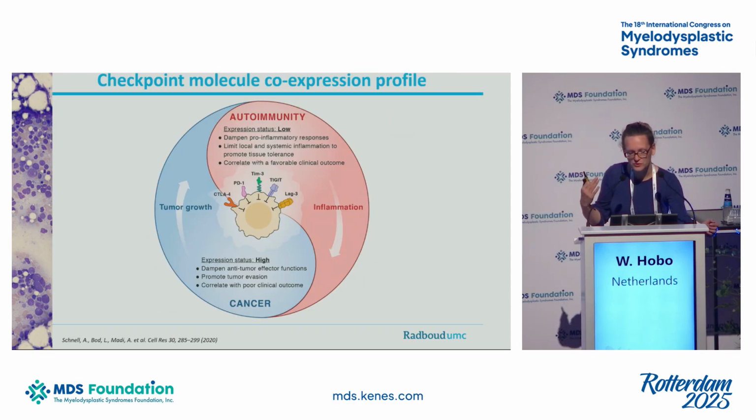But of course, it's also dependent on the actual functionality and the phenotype of the T cells. And we know that checkpoint molecules are very important for T cell activation. Too much activation, so regulation by the checkpoint inhibitors, too much activation of T cells leads to autoimmunity, while too much dampening of T cell functionality via checkpoint inhibitors can support tumor growth.